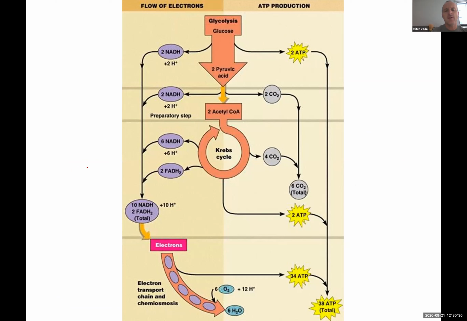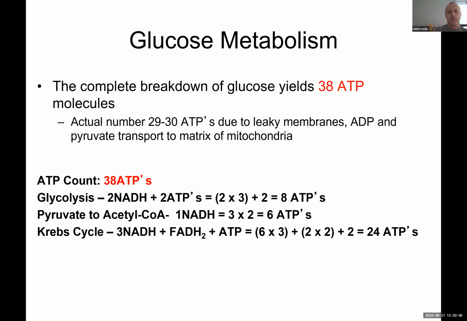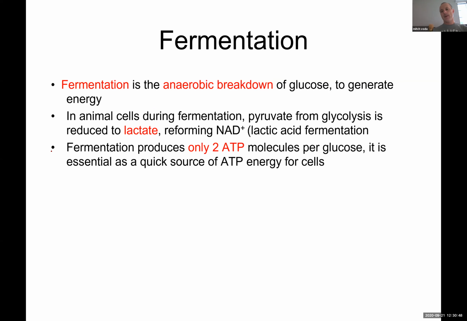Again, you can see the flow of electrons, ATP production, 38 total right here. 38 total. You can do your own math. Here I put there the actual number. It's only about 29 to 30. Why? Because there is a bunch of other things that are needed there. So if things are needed, you need to use energy. I'll show you at the end the video. I recommend you the video to watch. Fermentation is the next step.